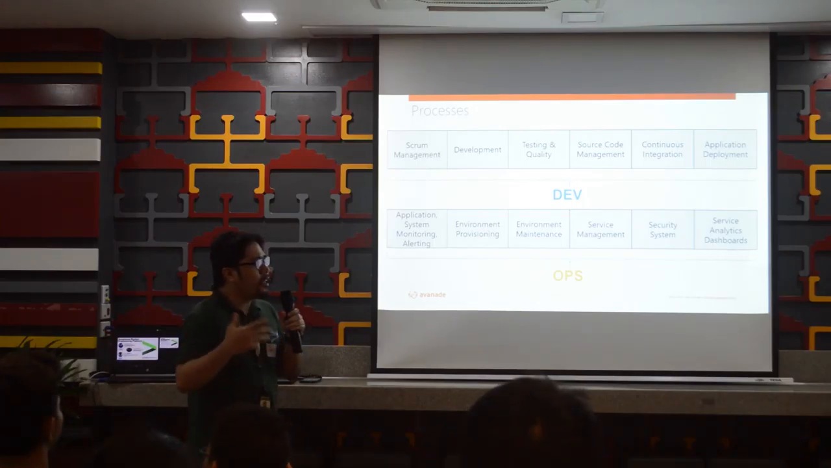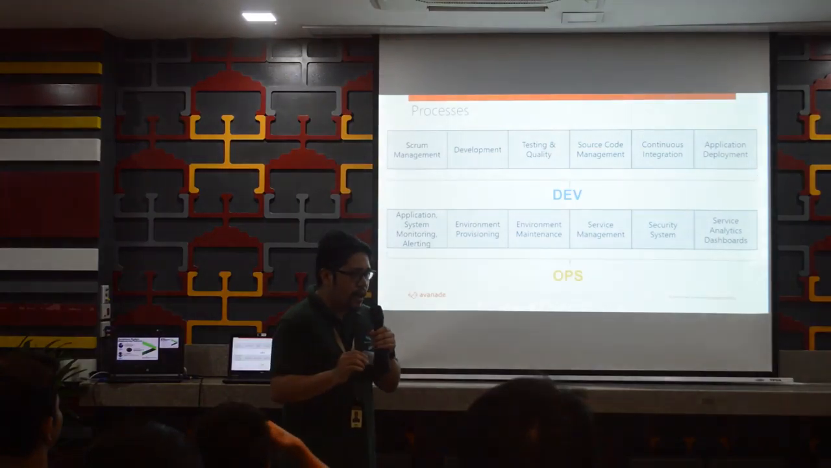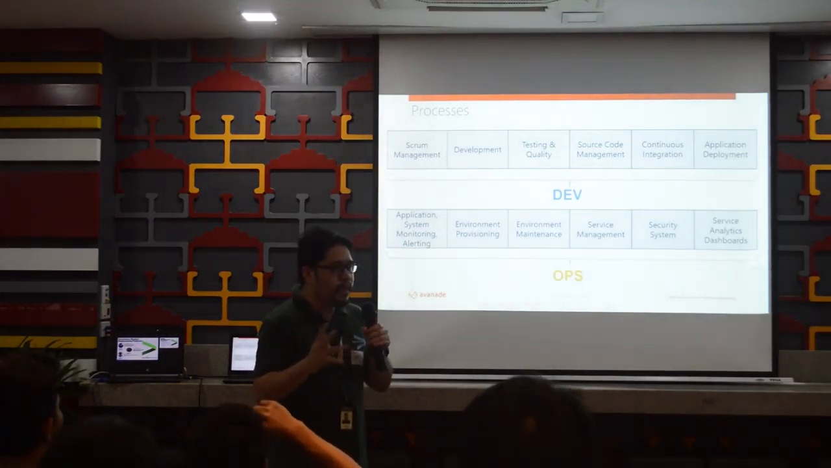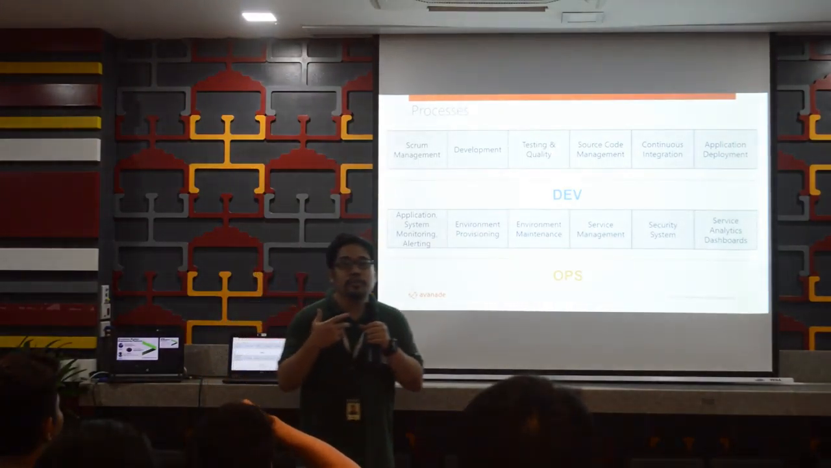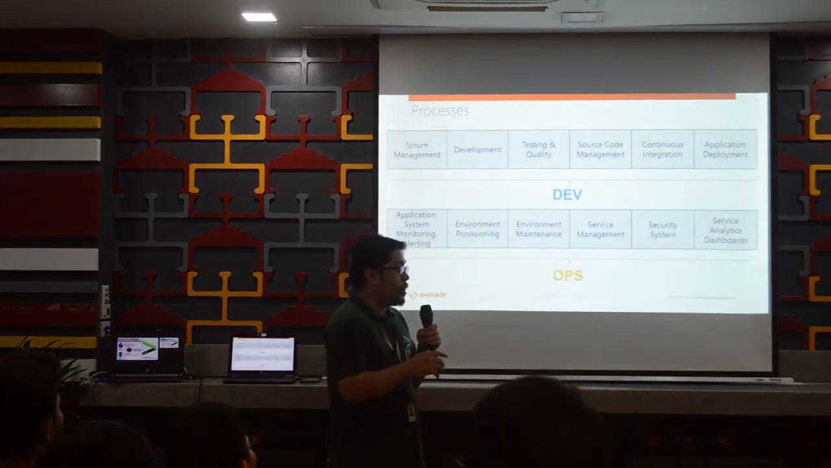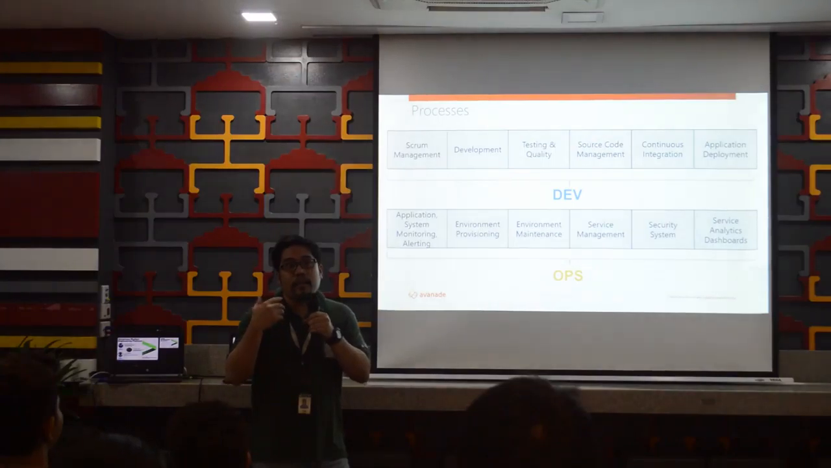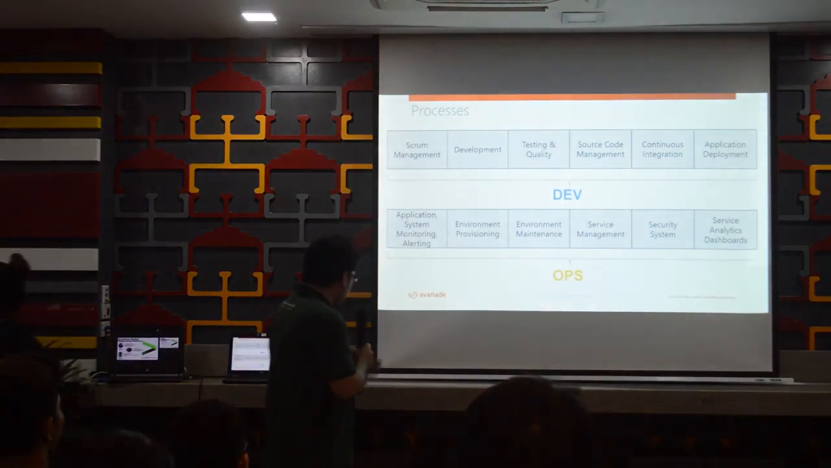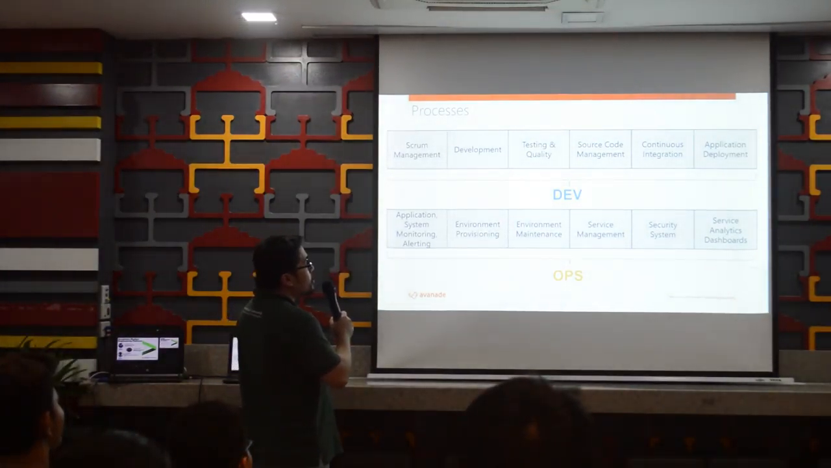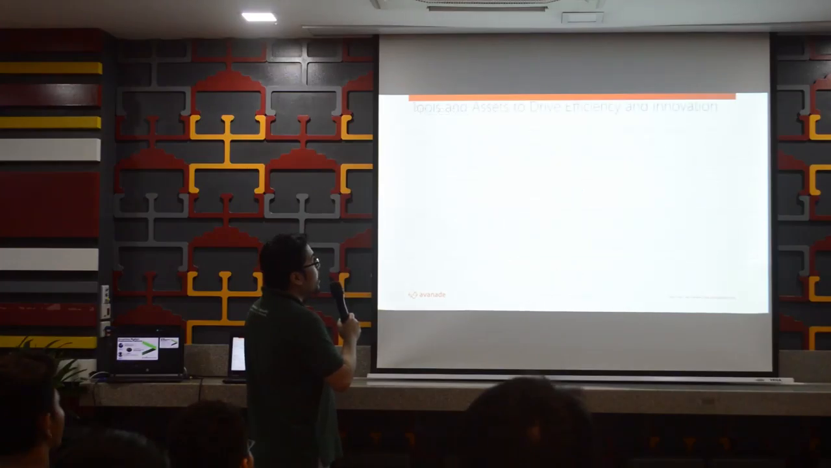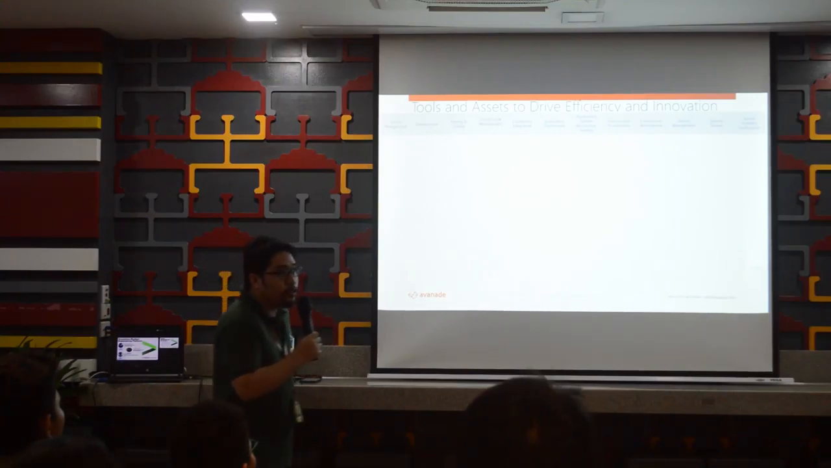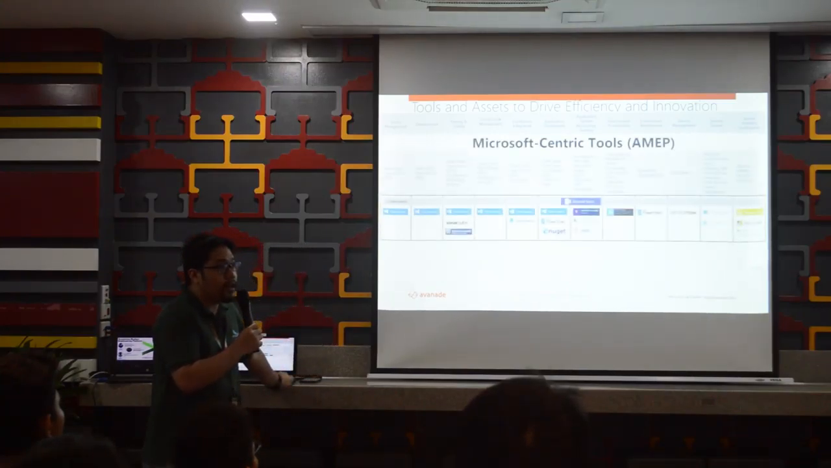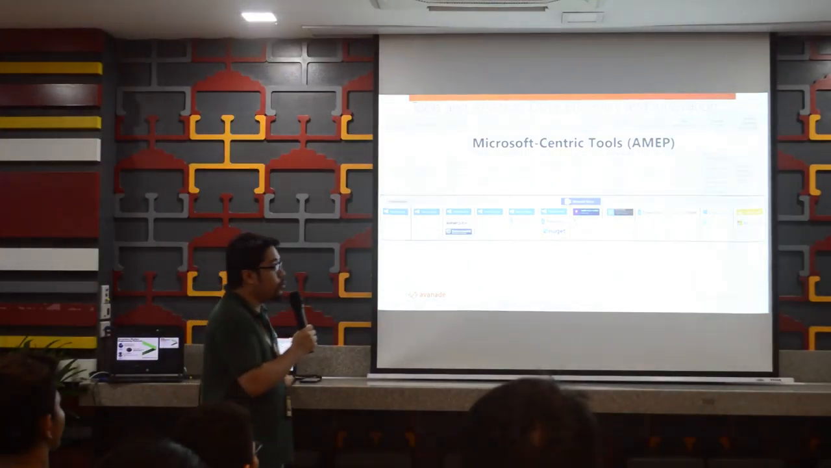The point here with DevOps is that one of the goals of DevOps is to marry the two processes together. We want to streamline the processes so that we can give more value to the end users. So if I line these processes up together, here are the tools and assets to drive efficiency and innovation. These are actually the products that will enable DevOps for each process.